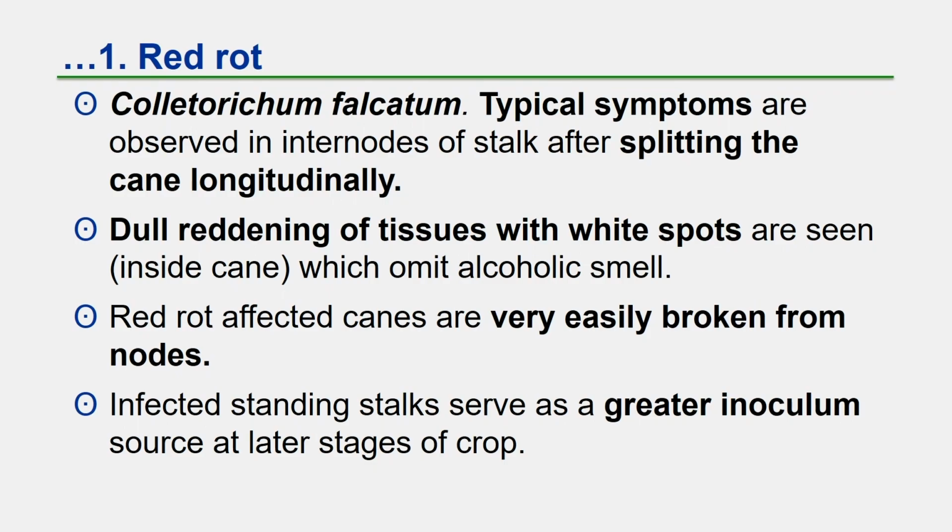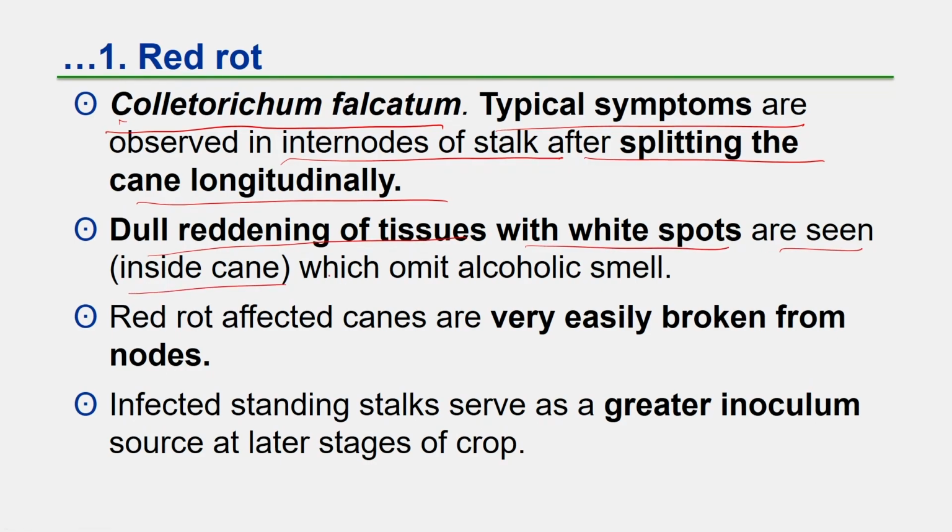Colletotrichum falcatum is the fungus that causes red rot disease, and typical symptoms are observed in internodes of the stalk after splitting the cane longitudinally. Dull reddening of tissues with white spots is seen inside the cane, which emits an alcoholic smell, or this smell can be a bad smell. Many times such a smell is unbearable.